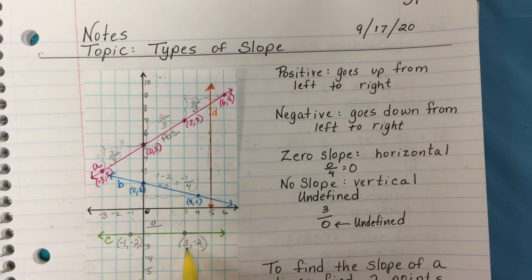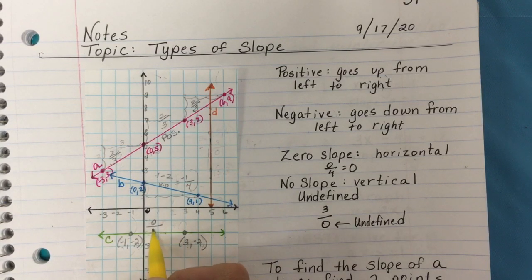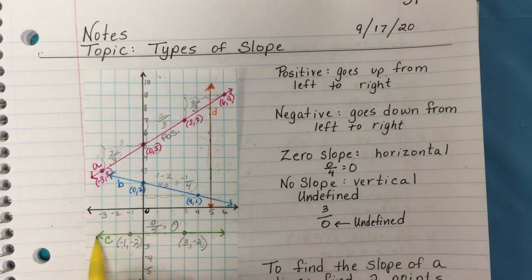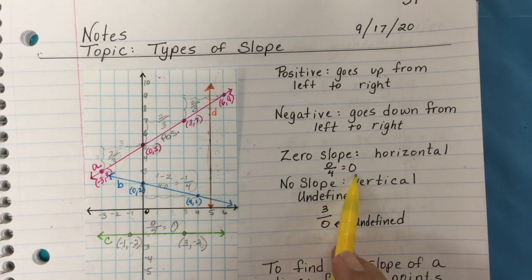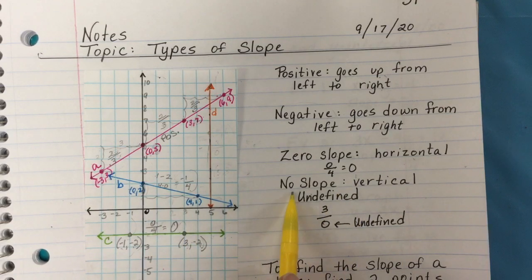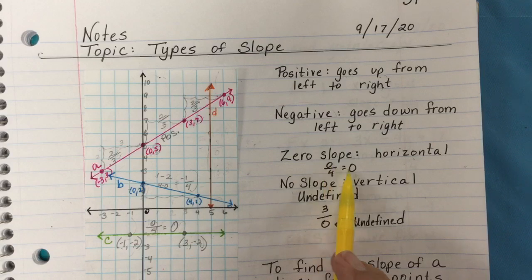My x's went from negative 1 to 3. It went up 4. 0 divided by 4. It doesn't really matter what you have here. 0 divided by anything is still 0. So it's horizontal. The slope is 0. That's very different than no slope at all. So on this one, 0 is on top.